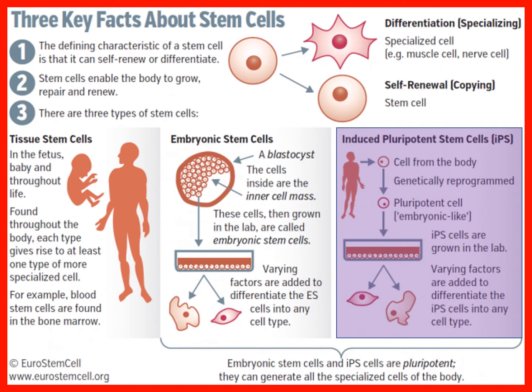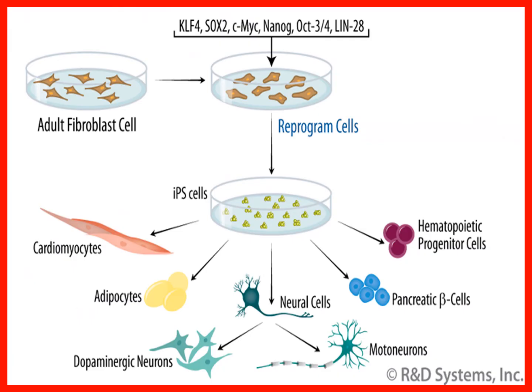So now we need to know, how do you make these induced pluripotent stem cells? So you can see an example here. We start off with adult fibroblast cells. We could reprogram the cells using the proteins or certain genes that express those proteins to produce the iPS cells, and then those iPS cells can be grown, and after growing them you could then differentiate them.